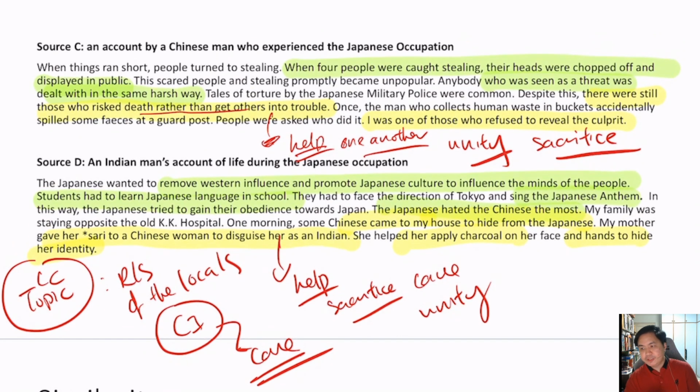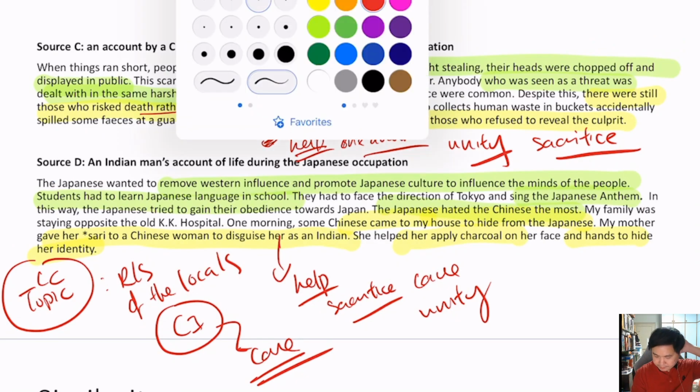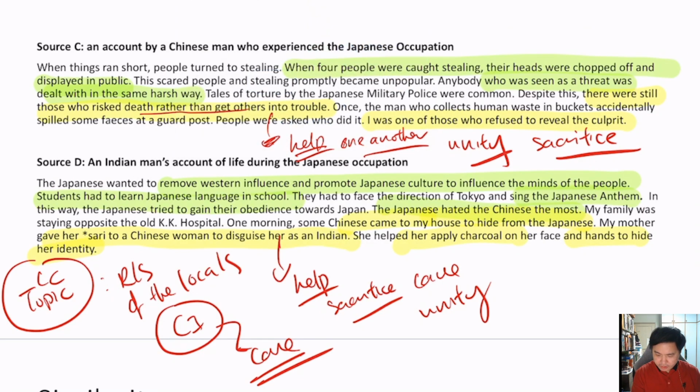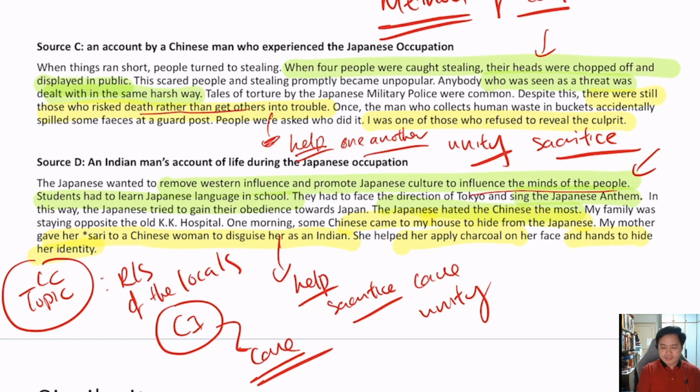Then when I look at the green portion, okay, this one, those caught stealing had their hands chopped off and displayed in public. Second one, they have to sing the national anthem. Why do you think they do all these things? To influence the minds, right? So it's talking about control. It's the method of control, right? So from here, the green line, I can see the method of control is different. Here is more towards the harsh side, right? They make people control them by fear, through harshness, right?